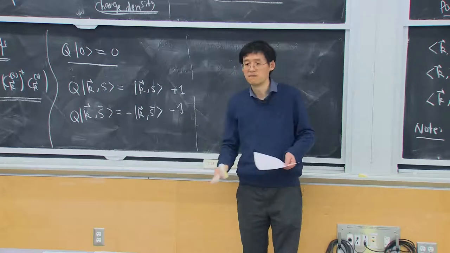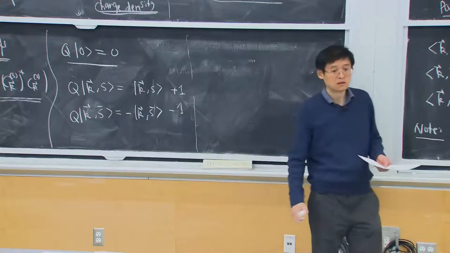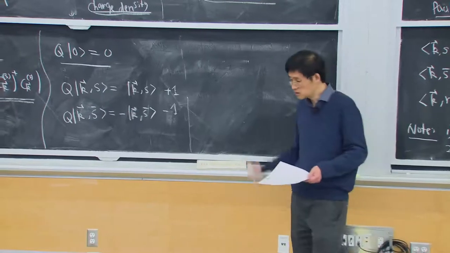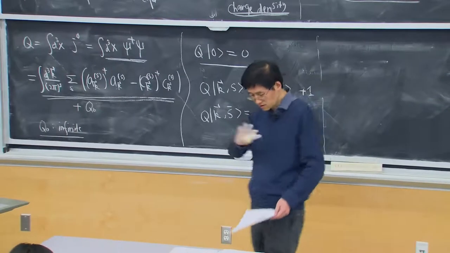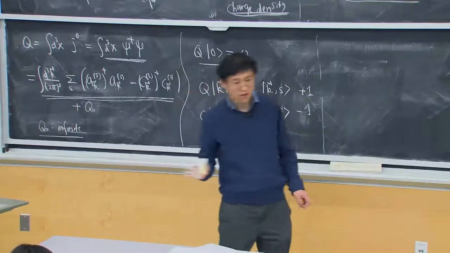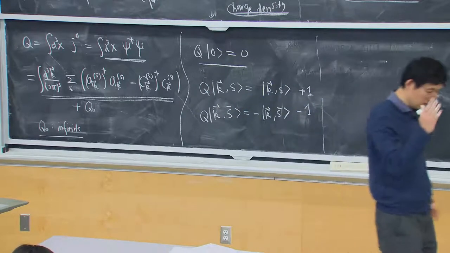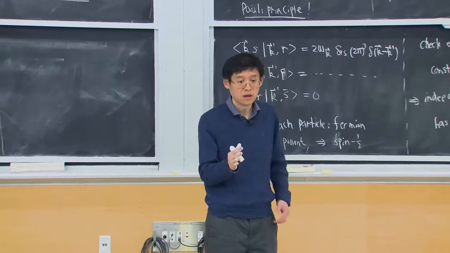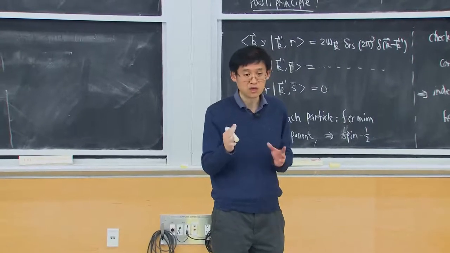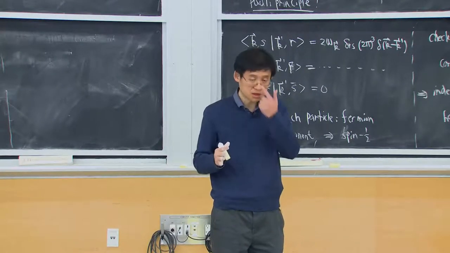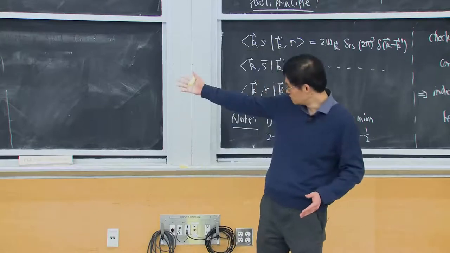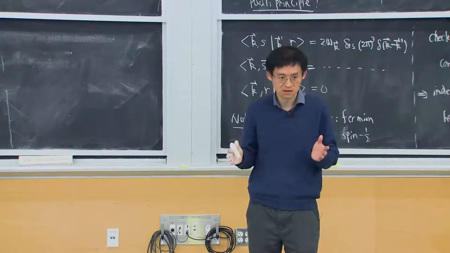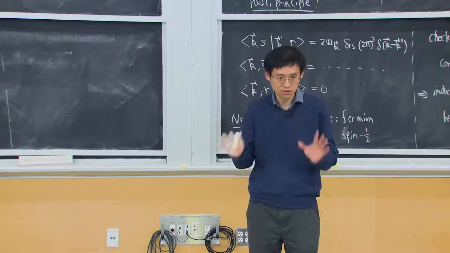Yes? This term is like the probability? No. This is not probability. This is just charge. There's no probability interpretation anymore. Probability is only there when you treat it as a wave function, a wave equation. But we don't treat it as a wave equation. We treat it as a field theory. In the field theory, this is just some charge particles can carry. It has nothing to do with probability.